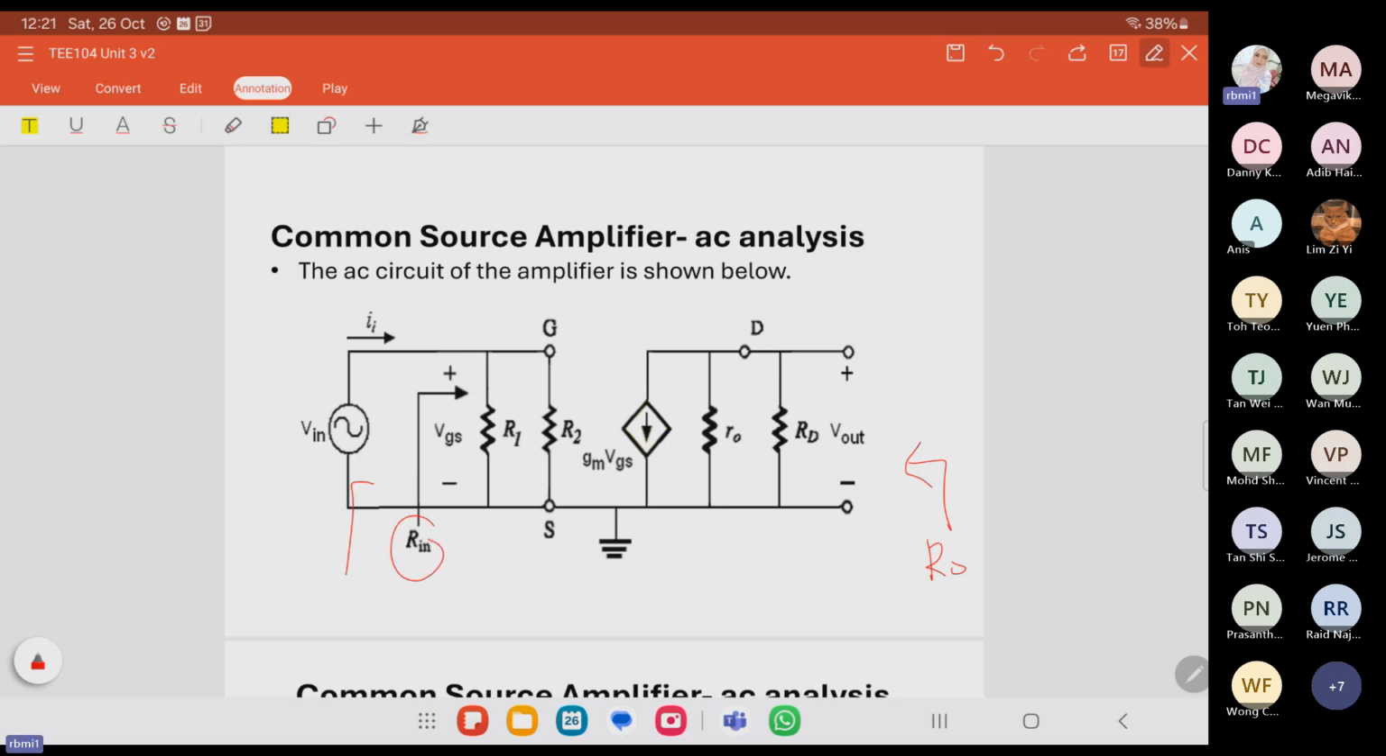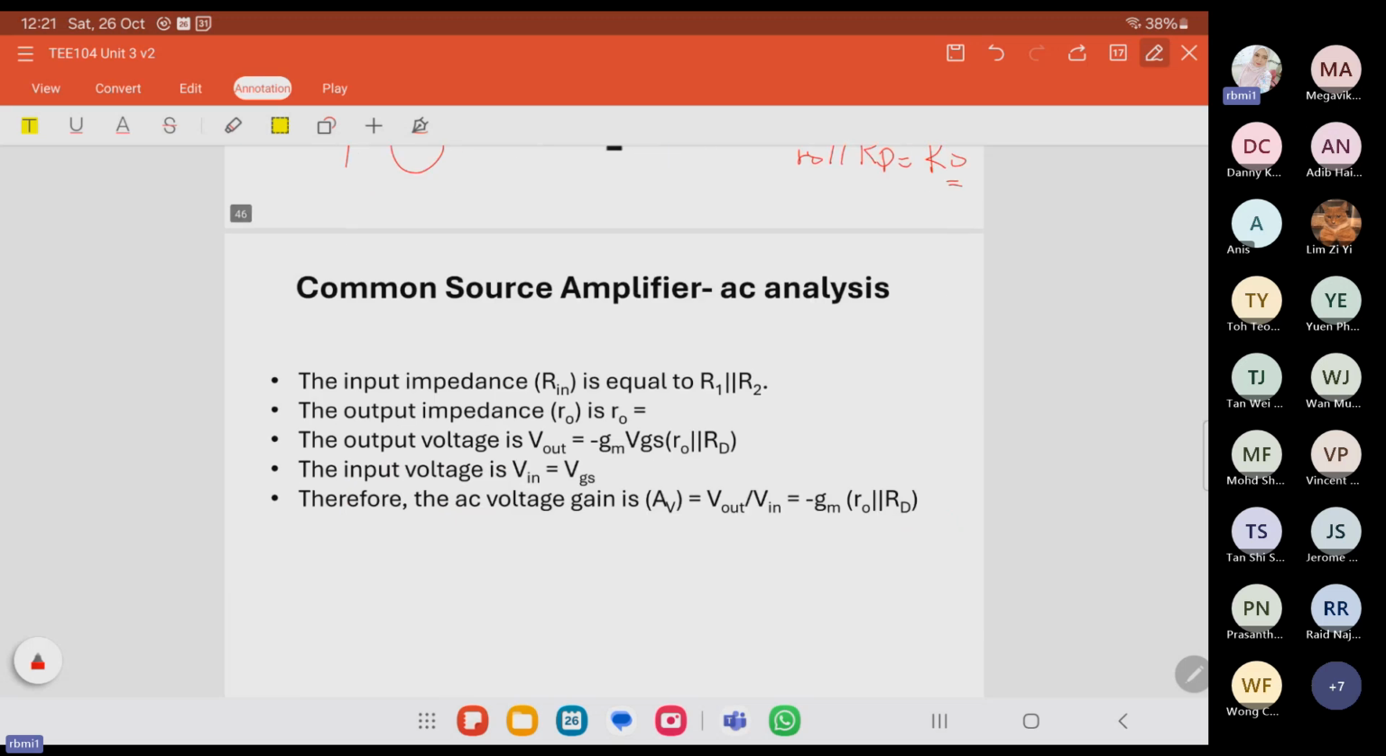If we look from here, R in is equal to R1 parallel with R2. And R out is equal to R naught parallel with RD. And V out is equal to this current source, in the opposite direction, multiplied with this R naught. And from this side, V in is equal to VGS. So these are the expressions.